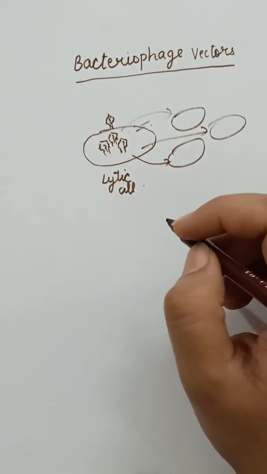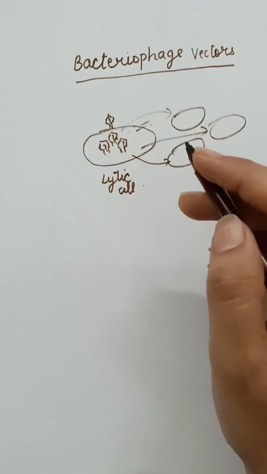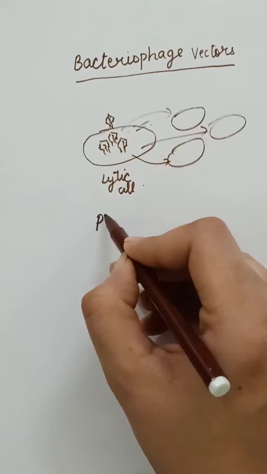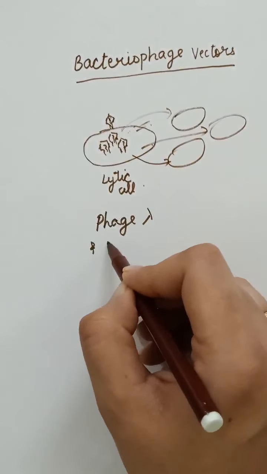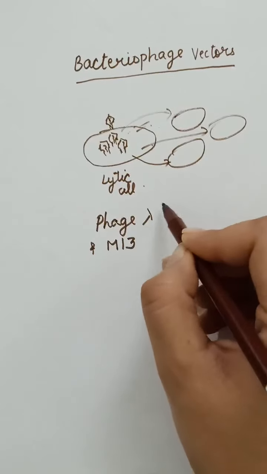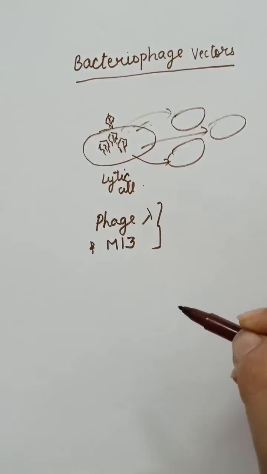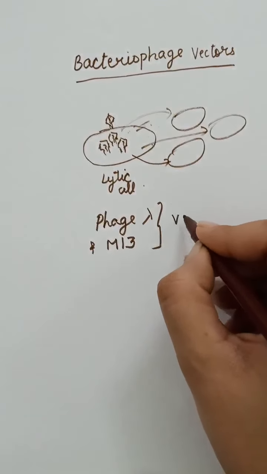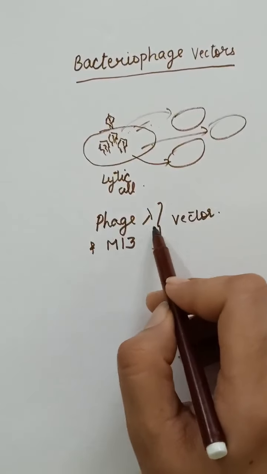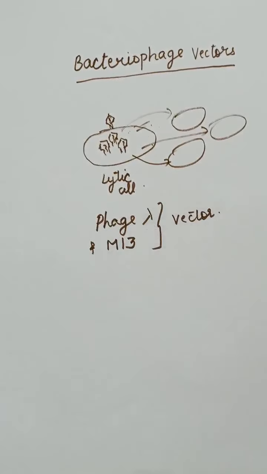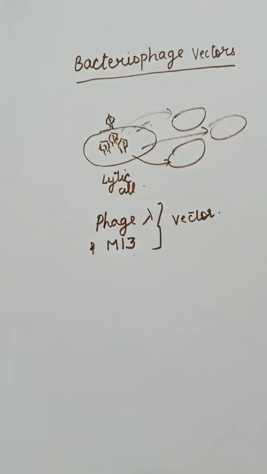The two bacteriophage viruses which we have to study in class 12th biotechnology are phage lambda and M13. These are two bacteriophage viruses which were then modified and used as a cloning vector. So one by one we'll study about these two bacteriophage viruses. One is phage lambda, another one is M13.